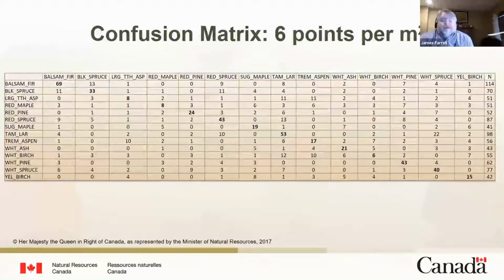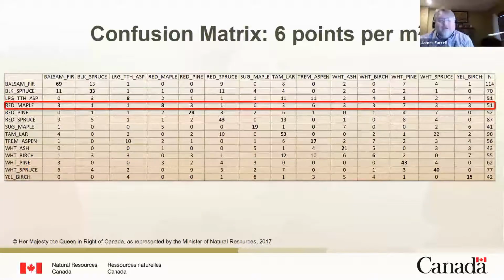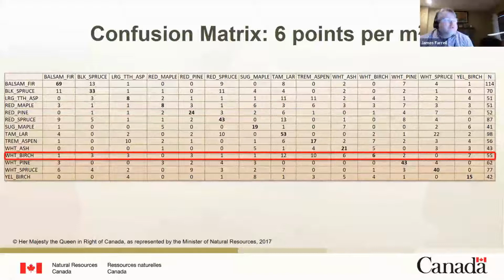So now when we take a look at the 6 point per square meter confusion matrix, the 6 point models perform better, of course. The worst performing species were, again, the red maple at only 8 out of 51, and white birch 6 out of 55. So it gets, again, confused with a lot of other species.